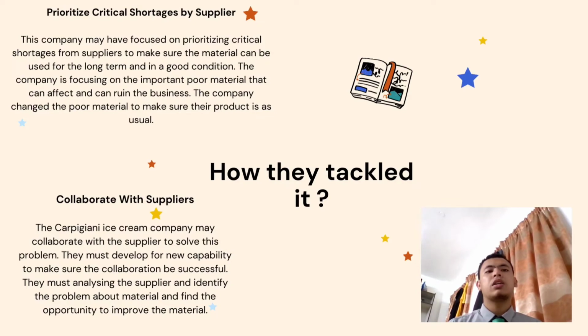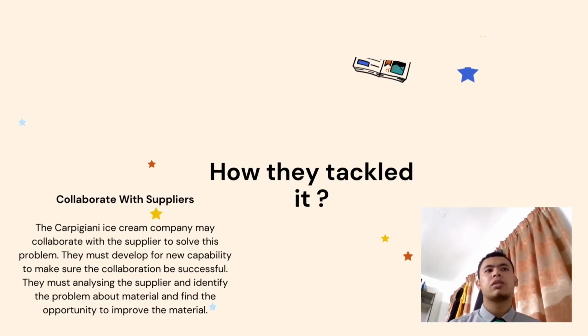Secondly, they collaborate with suppliers. The Carpigiani ice cream company may collaborate with the supplier to solve this problem. They must develop new capability to make sure the collaboration is successful. They must analyze the supplier, identify the problem about the material, and find the opportunity to improve the material.